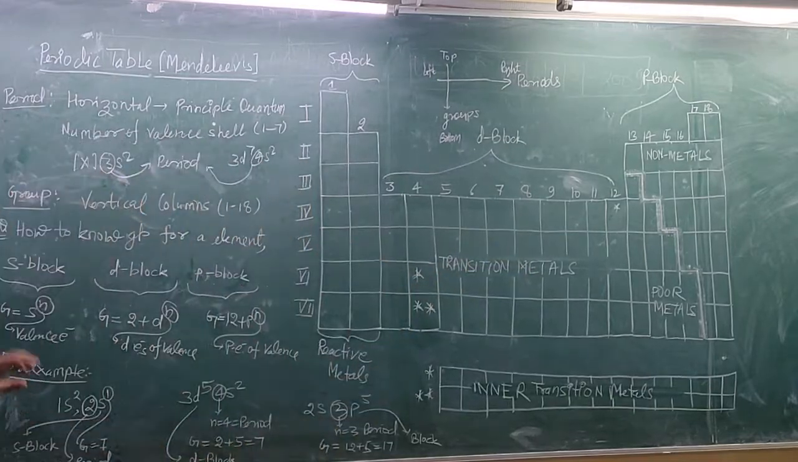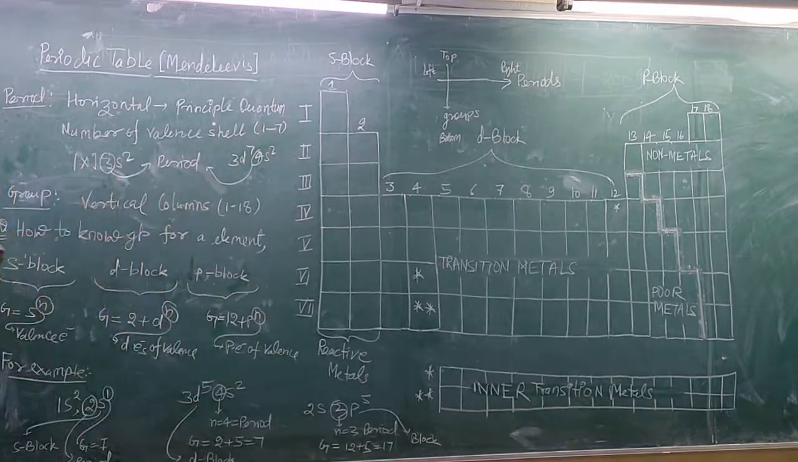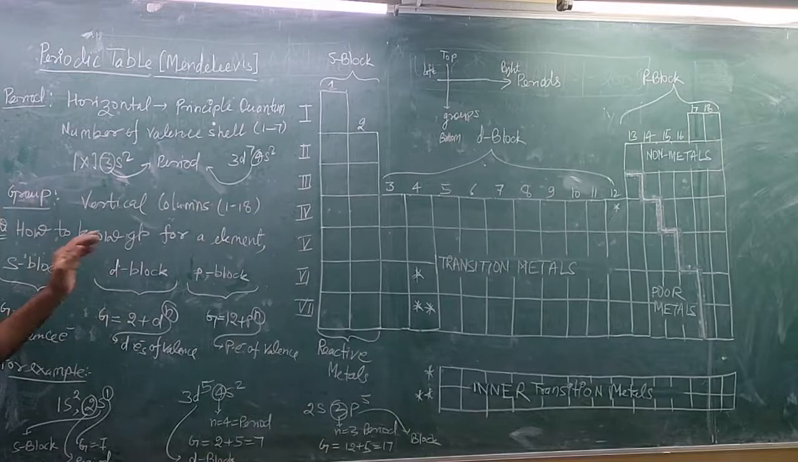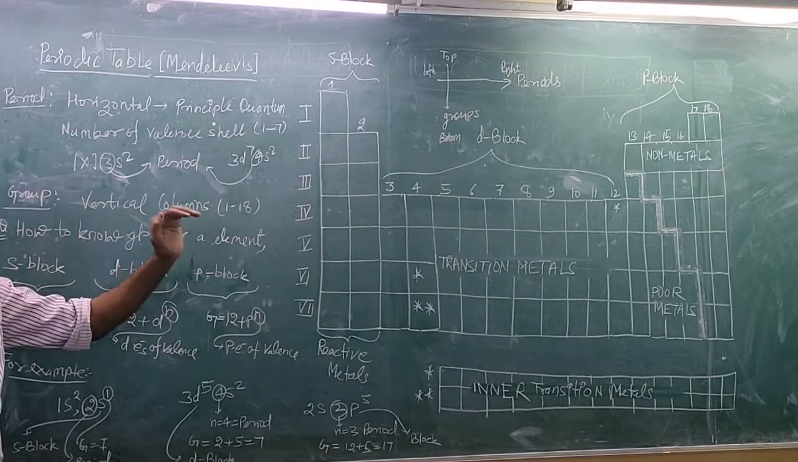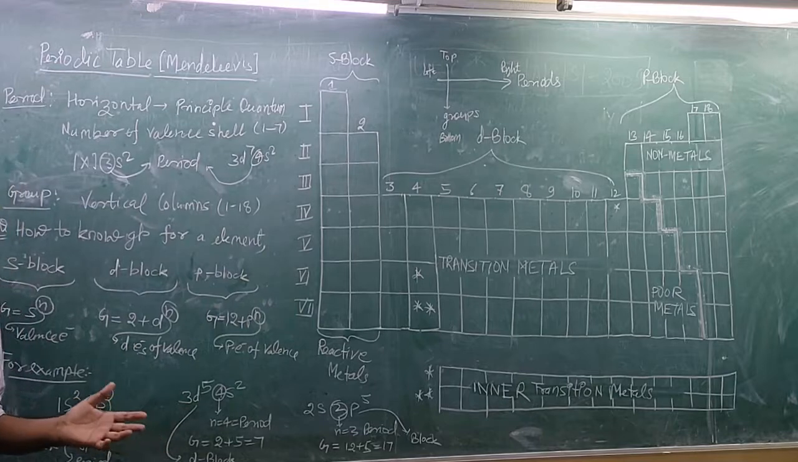Now we are going to study the groups. What are groups, and how many groups are there in the periodic table? Overall, there are 7 periods in the periodic table, as I have already told you. Groups are the vertical columns in the periodic table. I have written this, and these groups are 1 to 18, meaning overall 18 groups are available in the periodic table.